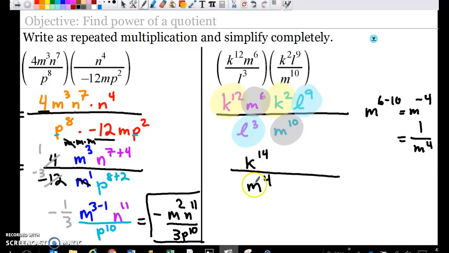That means I have 1 over m to the 4th. It means all 4 m's will be in the denominator, which makes sense because there's more down below than there is up top. L to the 9th divided by L to the 3rd means I have 6 more on top, so I have L to the 6th on top. That's my answer.